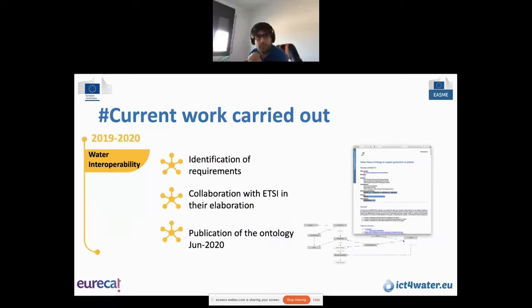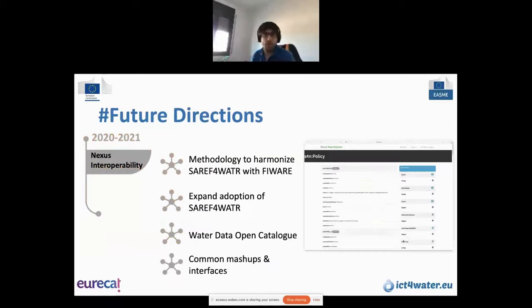During these past years, we focused on elaborating and delivering an ontology, a semantic model to represent the water data from the different perspectives. In that regard, we started with the identification of the requirements, we collaborated with HCI in their standardization, in their inception, and finally, we will publish it during this month.